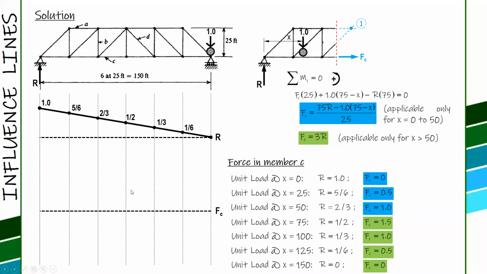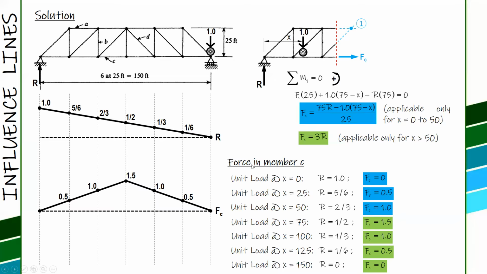And then plot that. So 0, 0.5, 1, 1.5, and then 1, and then 0.5, and then 0. Connect that. And the last: this is the influence line for member C.